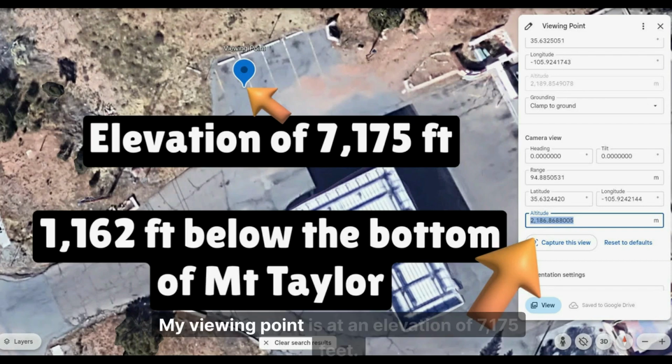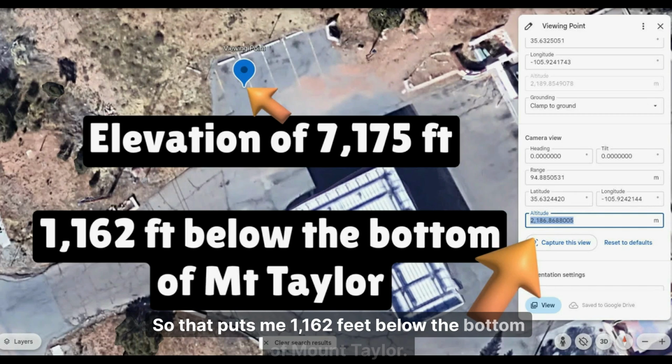My viewing point is at an elevation of 7,175 feet. So that puts me 1,162 feet below the bottom of Mount Taylor.